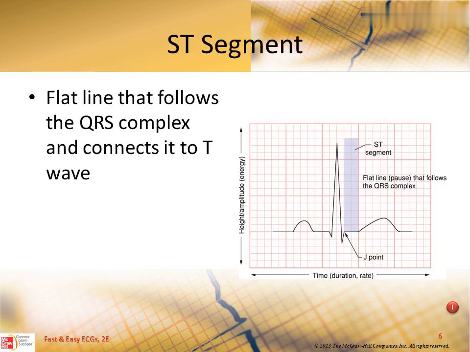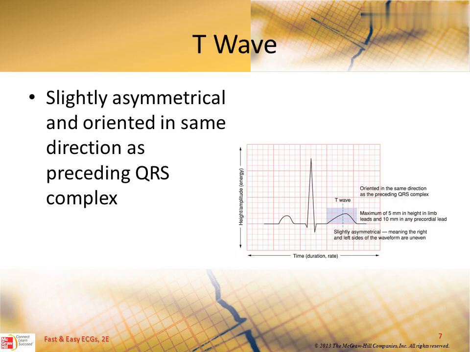ST segment. A flat line that follows the QRS complex and connects it to the T wave. Instructional point: the ST segment can be compared to the PR segment to evaluate ST segment depression or elevation. T wave. Slightly asymmetrical and oriented in the same direction as the preceding QRS complex.